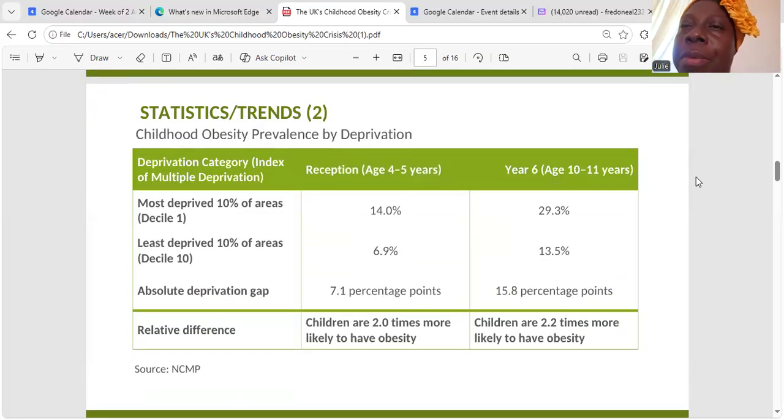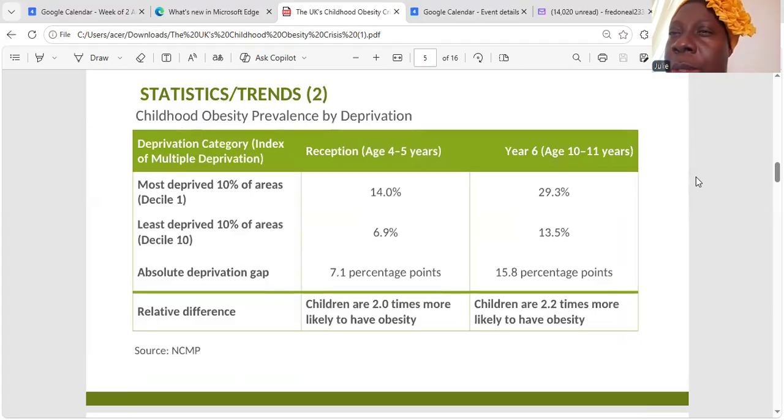My name is Juliana Oforiwa. Today, I will explain what these statistics tell us about childhood obesity. This table compares children living in the most deprived areas with children living in the least deprived areas. Deprivation means that families may have lower income and fewer resources, such as access to healthy food, safe places to play, or other opportunities that support good health.